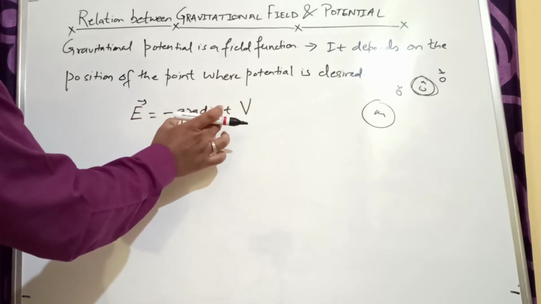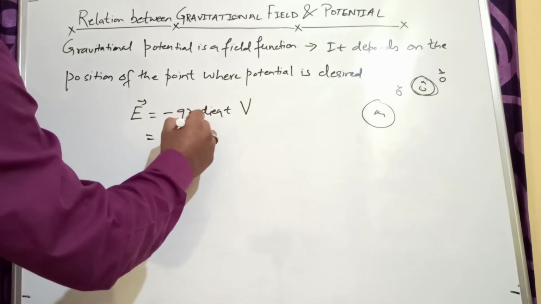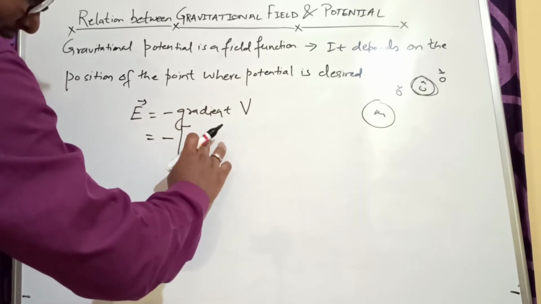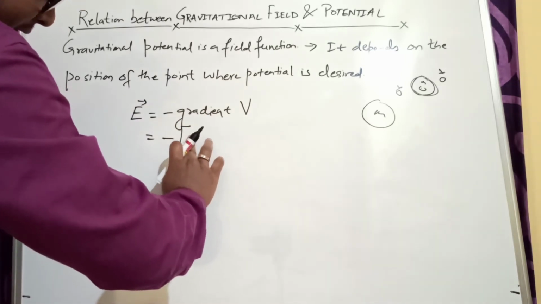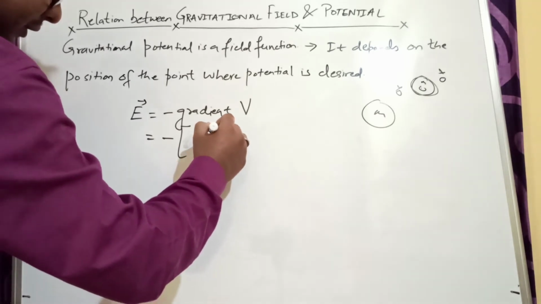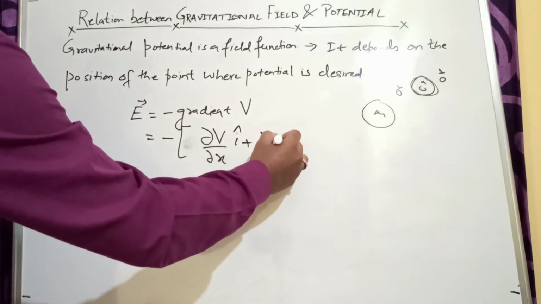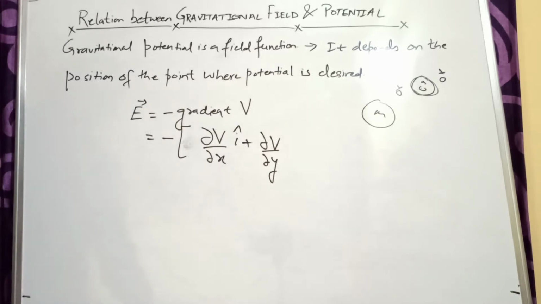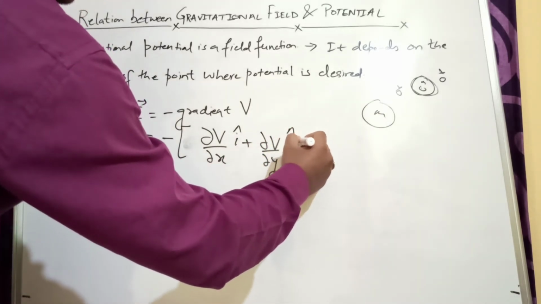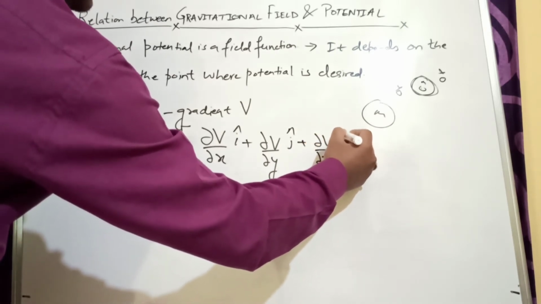when I expand this gradient, what do you mean by this gradient? In mathematical form, it means E is equal to minus of the bracket: del V by del x, i cap, plus del V by del y, j cap, plus del V upon del z, k cap.